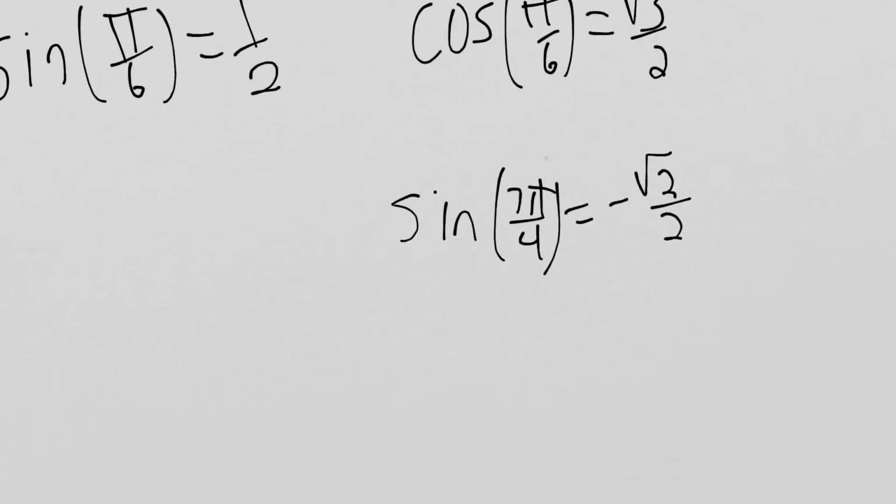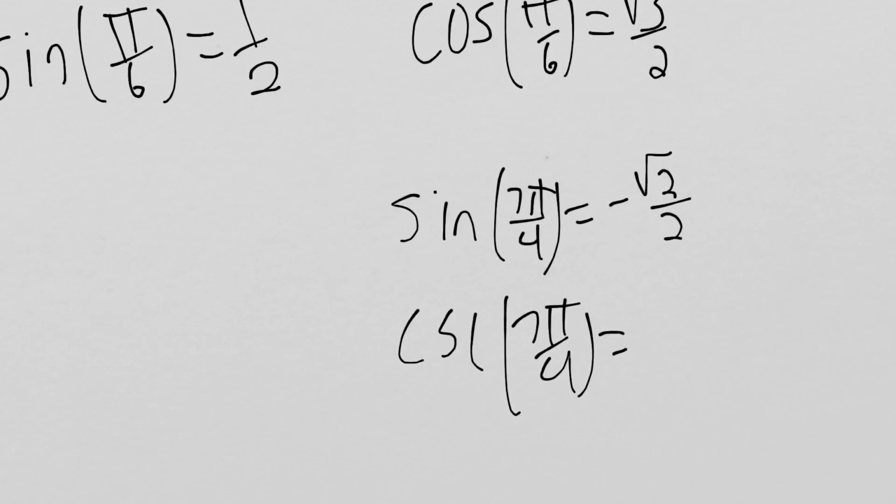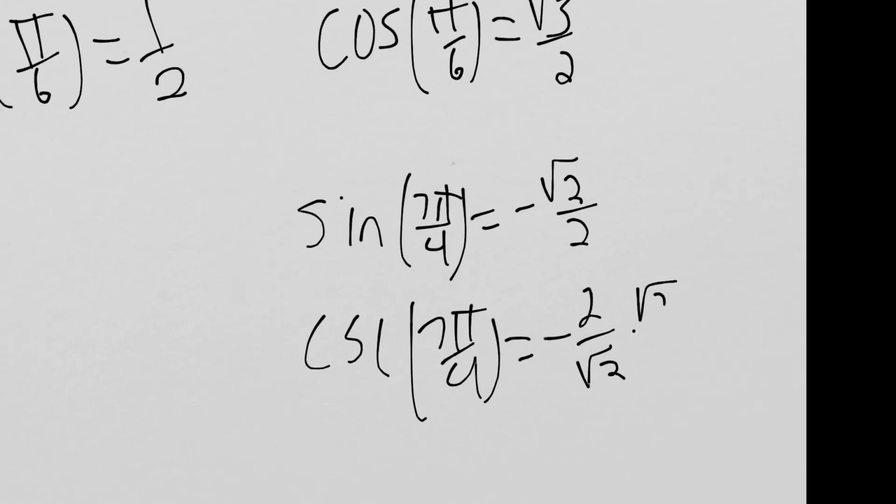If we have sine of 7 pi over 4, and we know that that's negative root 2 over 2, then cosecant 7 pi over 4 is going to be negative 2 over root 2, which when we get the radical out of the denominator by multiplying by root 2 over 2, we get 2 root 2 over 2. 2's cancel, and we just get root 2.